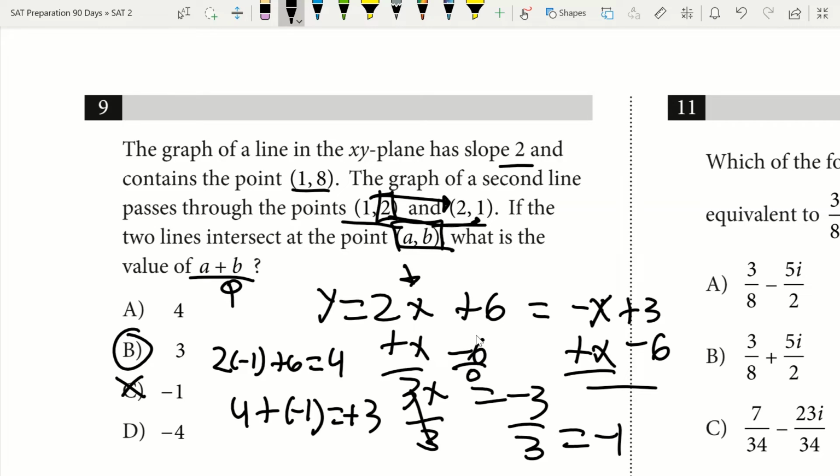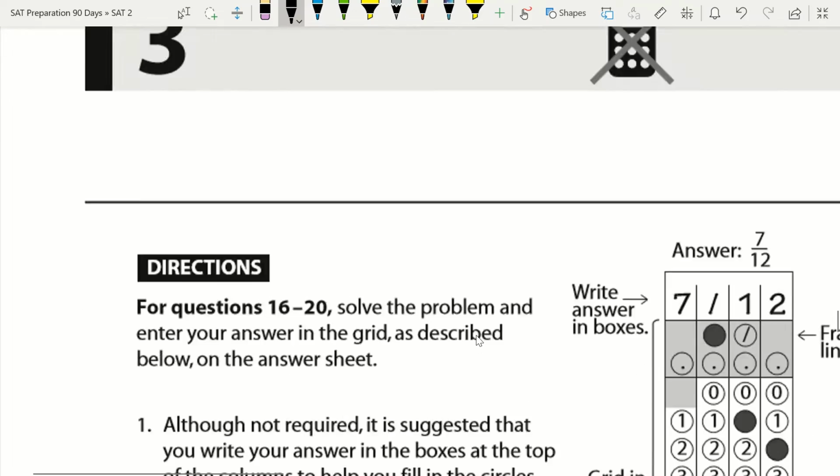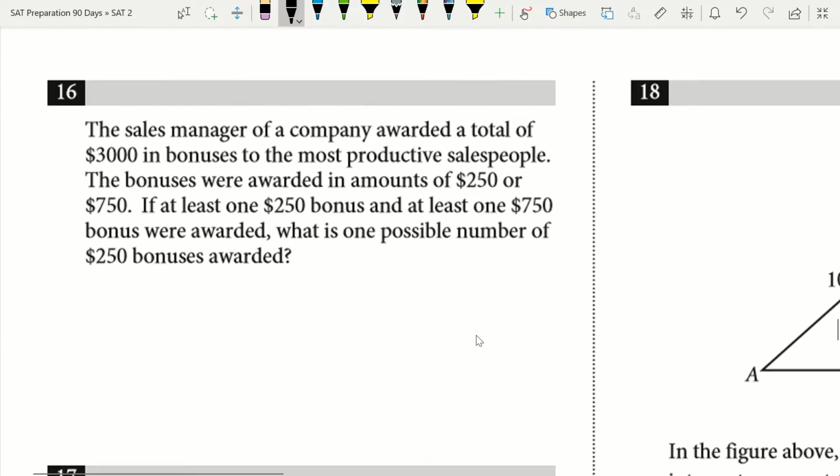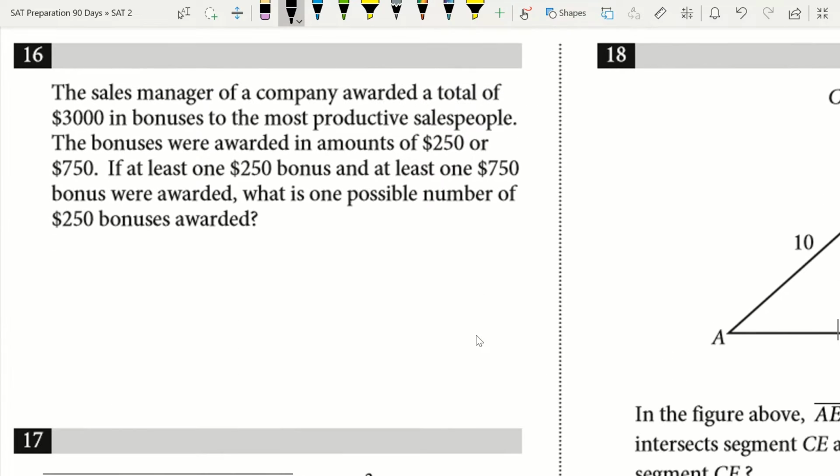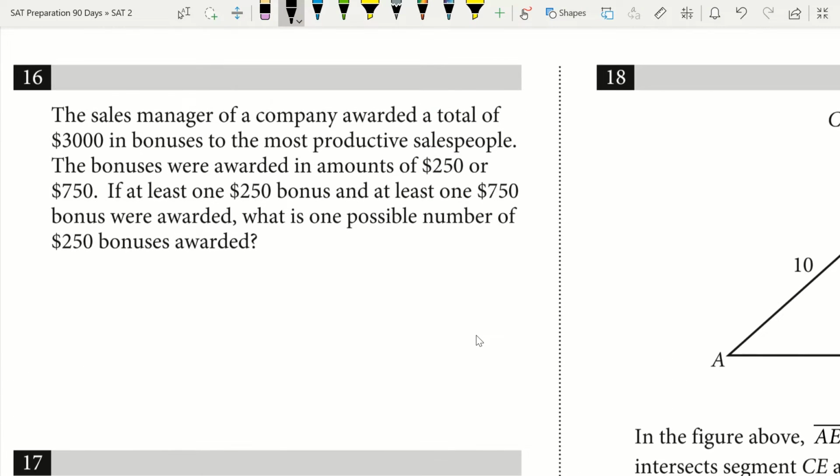At this point we go down and answer 16 through 18, since they're going to be easier than 10 through 15. The sales manager of a company awarded a total of $3,000 in bonuses to the most productive salespeople. Bonuses were awarded in either $250 or $750 increments. If at least one $250 bonus and at least one $750 bonus were awarded, what's one possible number of $250 bonuses?